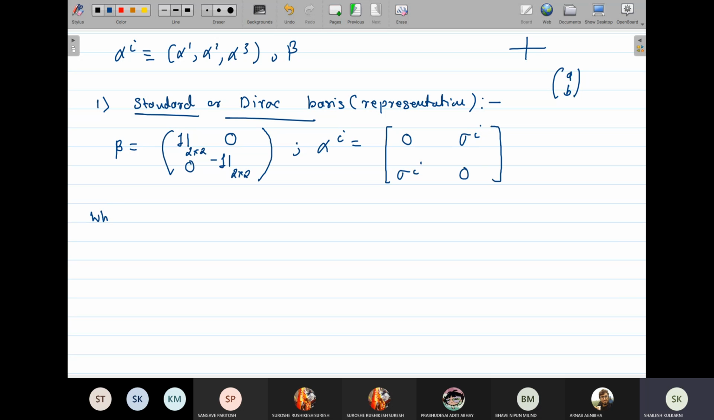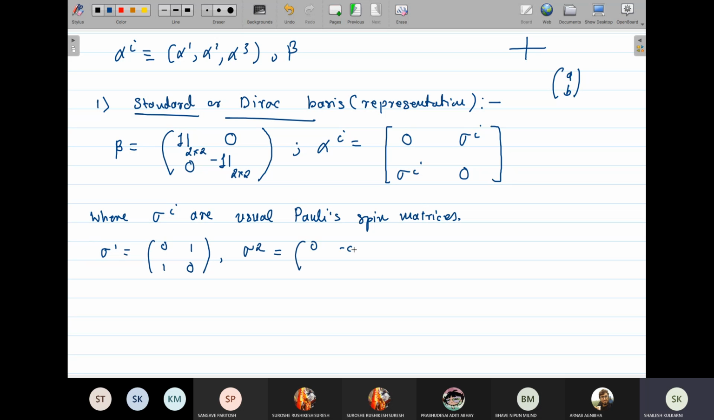Where sigma i are the usual Pauli spin matrices. So sigma 1 is (0, 1; 1, 0). Sigma 2 is (0, minus i; i, 0). And sigma 3 must be (1, 0; 0, minus 1).